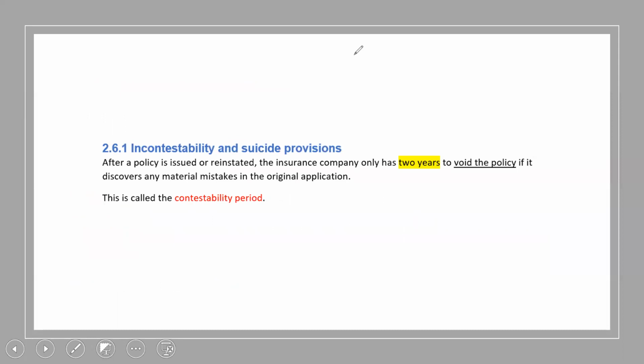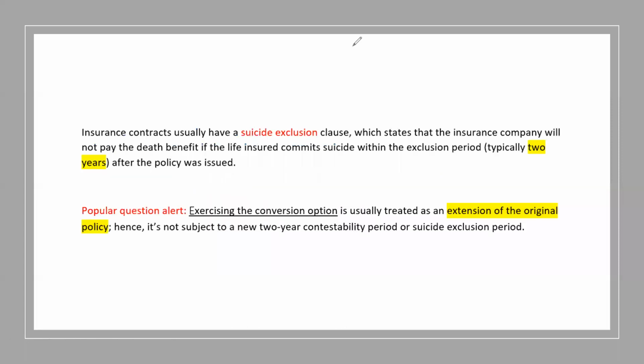After a policy is issued or reinstated, the insurance company only has 2 years to cancel a policy if it discovers any material mistakes in the original application. This is called a contestability period. And likewise, most insurance companies won't pay the death benefit if the policy is under 2 years and the death is caused by suicide.